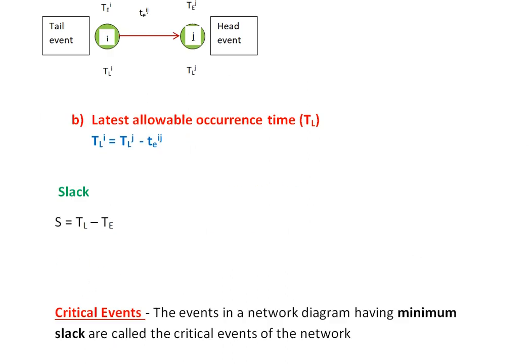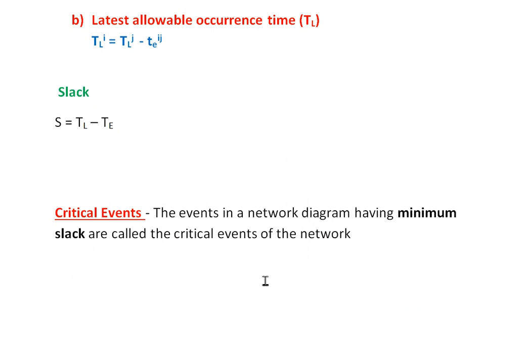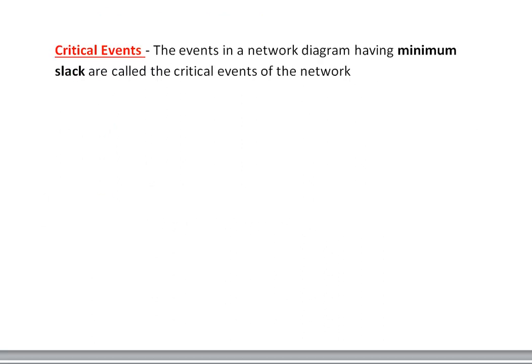And which are the critical events? Critical events in a network diagram are those events which have minimum slack. So which events have minimum slack, 0 or less than 0? We have to take the minimum slack in order to determine the critical events. So let me show you an example.